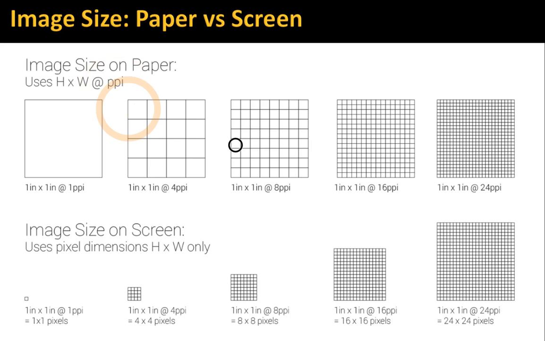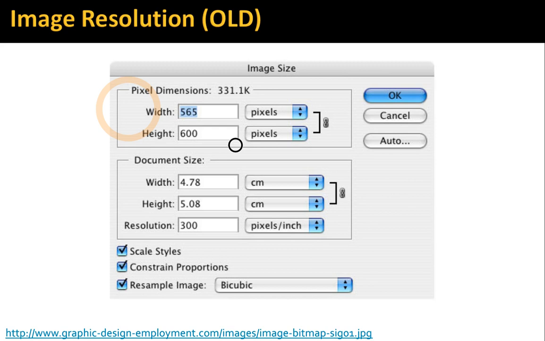So it's much better to just think once again in pixel dimensions. It used to be that Photoshop would give us an image dialog box that would look like this. We had clearly separated pixel dimensions from our document size, and the document size is whatever width and height, whether it's in inches or centimeters, times our resolution. Going back again, whereas this is just easy. Width is 565 pixels by 600 pixels.